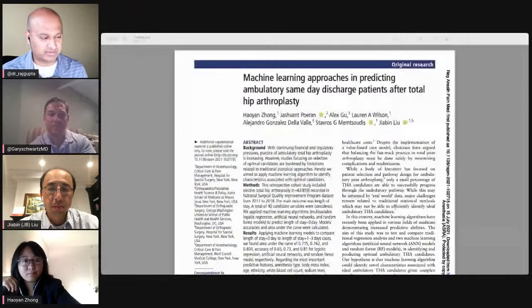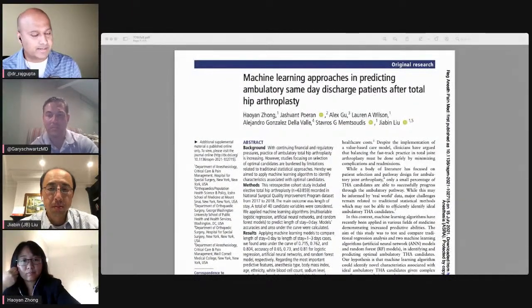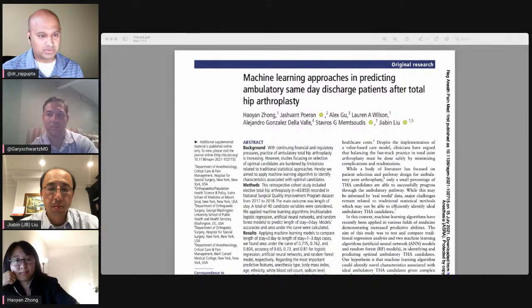And this is a topic that's really interesting to me because it applies to my clinical practice quite a bit. So I'll read off the title here and then we'll start talking. This is called Machine Learning Approaches in Predicting Ambulatory Same-Day Discharge Patients After Total Hip Arthroplasty.